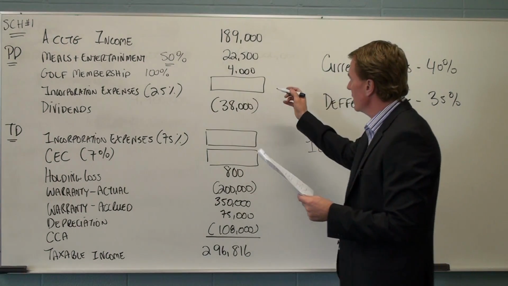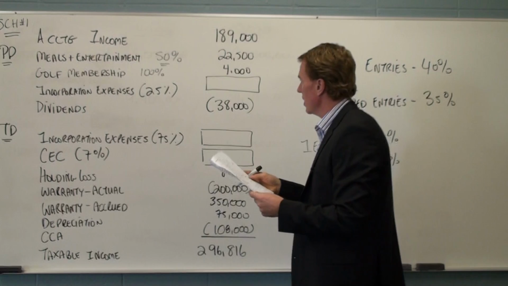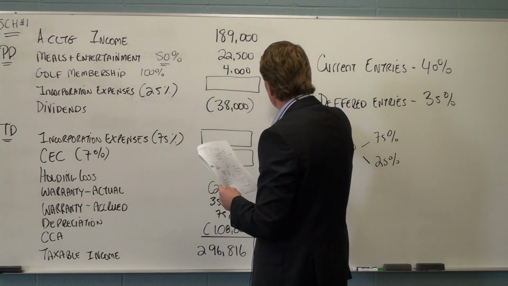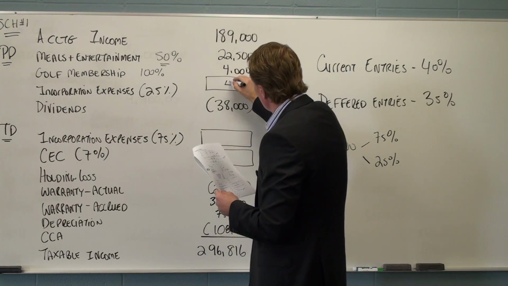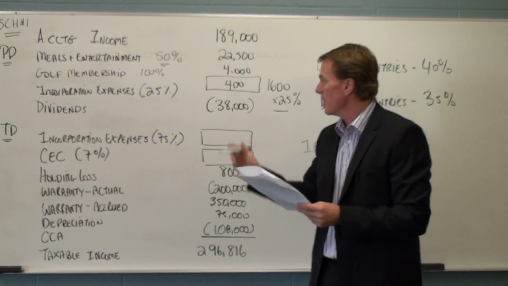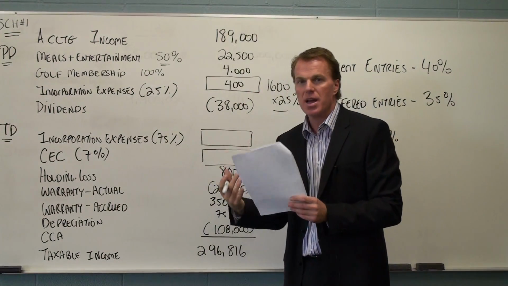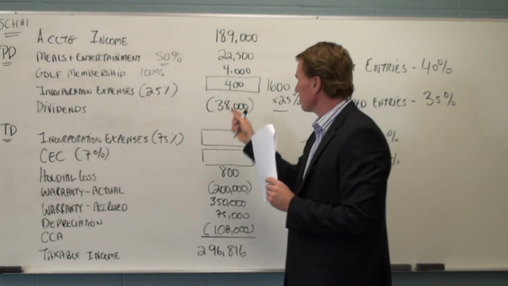So our first calculation here is that we had $1,600 of incorporation costs. We have to add back 25% of that because we will not be allowed to use that to reduce our taxes. That is a permanent difference. And again, that's my explanation of one side's a yes, the other side is a no.